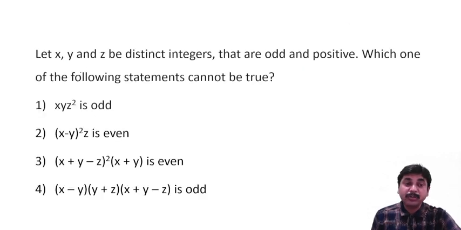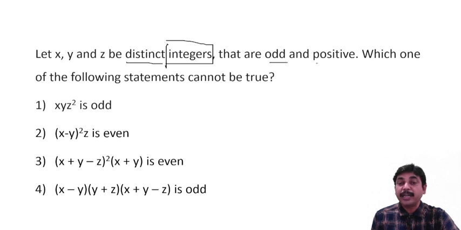Next question is a very good question. X, Y, Z are distinct integers. Okay, read these questions very carefully. They are odd and positive. Which of the following statements cannot be true? All the integers are odd in count and they are positive.